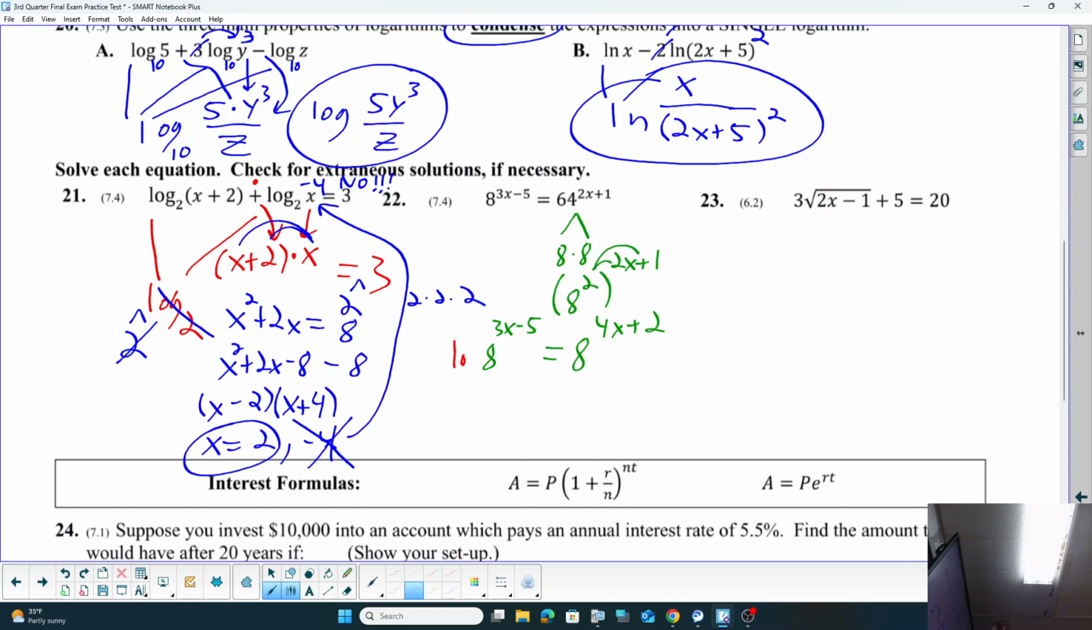And now we can log base 8 both sides. And so that gets rid of the base 8. So 3x minus 5 is equal to 4x plus 2. We're going to minus 3x to this side. So we get x. And then we'll go ahead and minus 2 to this side gives us a negative 7. So x equals negative 7.